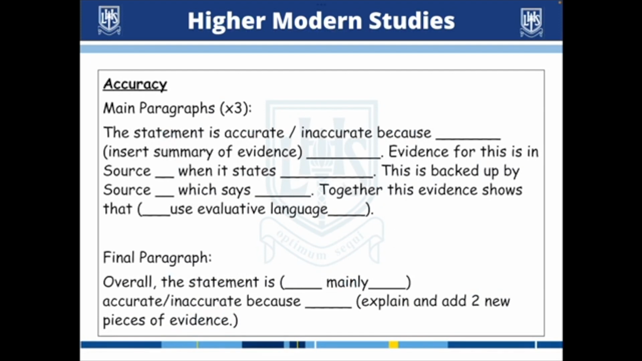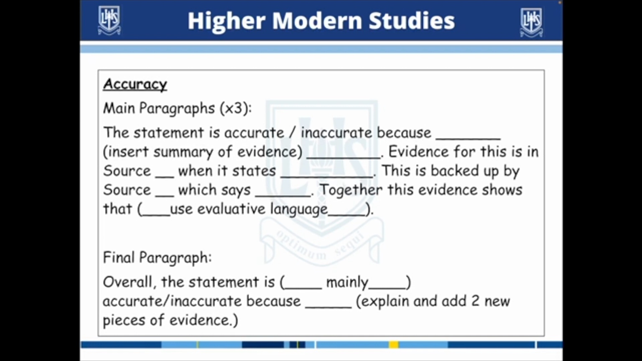So when we're writing this, overall we're going for about 4 paragraphs. The first 3 paragraphs are going to judge, based on different sources, how accurate the statement is. So we should always start by making the judgment. The statement is accurate or inaccurate because, give me a reason it's accurate or inaccurate. We should then follow that up by providing evidence that proves or disproves the accuracy. We are looking for 2 different pieces of evidence to do this.